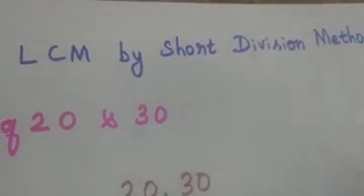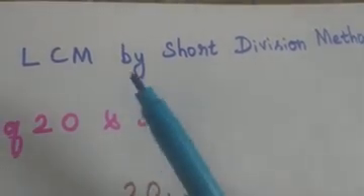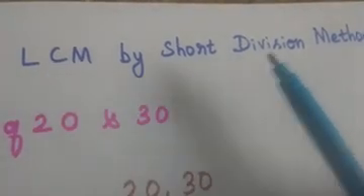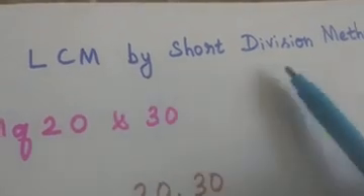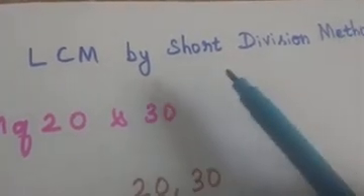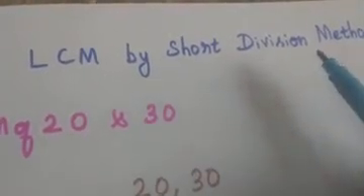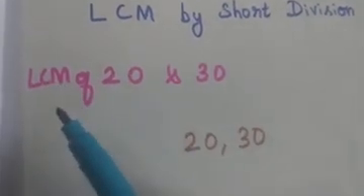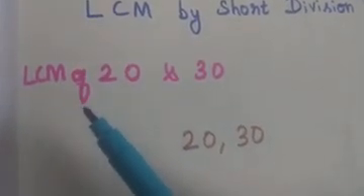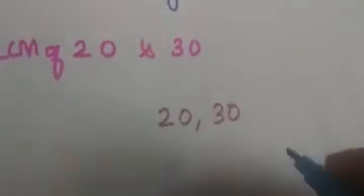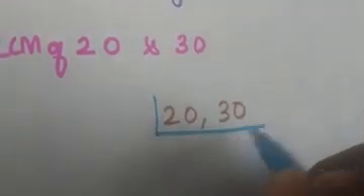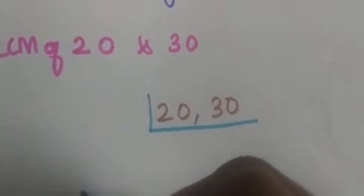Hi children, in this video we are going to see LCM by short division method. How are we going to find it? In another word we can say the shortcut method. Okay, so now let us see an example: LCM of 20 and 30. So this is a shortcut method. We are taking 20 and 30 at a stretch and we are going to divide with common factors.